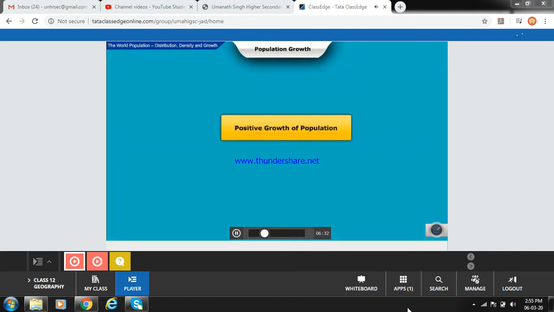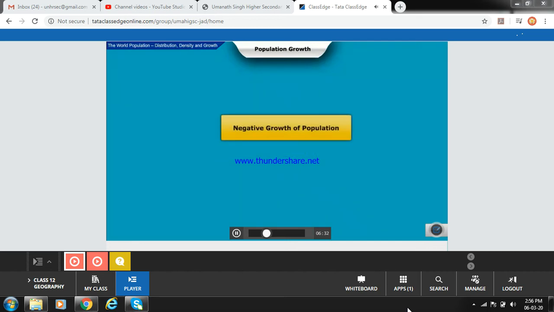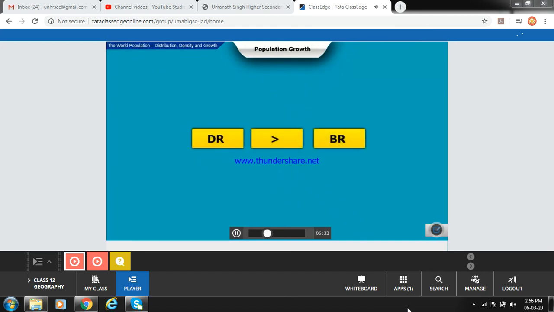Positive growth of population. When the birth rate of a country becomes more than the death rate between 2 points of time, then it is known as positive growth of population. Negative growth of population. When the death rate of a country exceeds the birth rate, it is termed as negative growth of population. In this case, population actually decreases from one period of time to another.